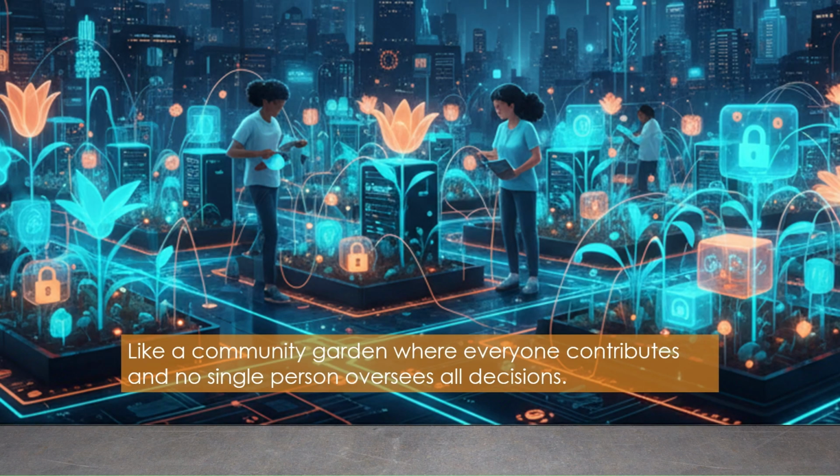So I think there's another way we can think about decentralization. I think we can imagine it as a community garden. Everyone contributes to planting, watering, and harvesting, and no single person is in charge of all the decisions. The rules are shared and the responsibility is spread out. Even if one person stops helping, the garden still grows because effort is distributed across the community.